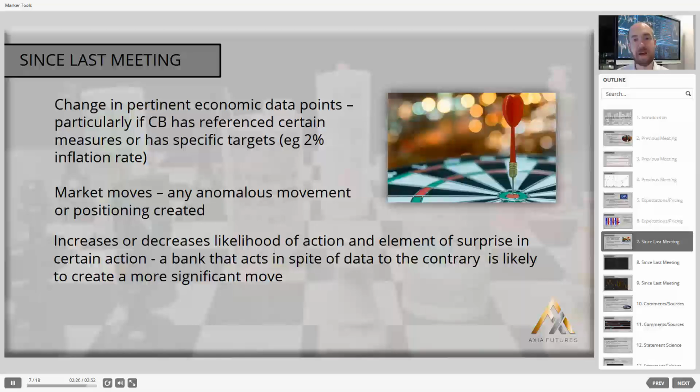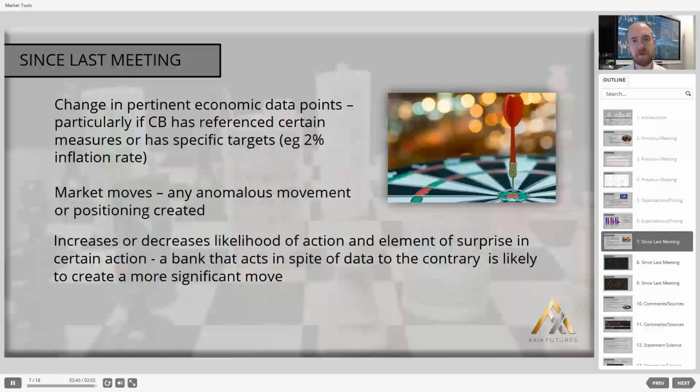And again, that's something you need to be aware of. If the data's saying one thing and a central bank says no, we're doing another, that's a bigger shock to the market than the central bank going with the data, even if the economists haven't quite said that they think the central bank will. So let's move on.